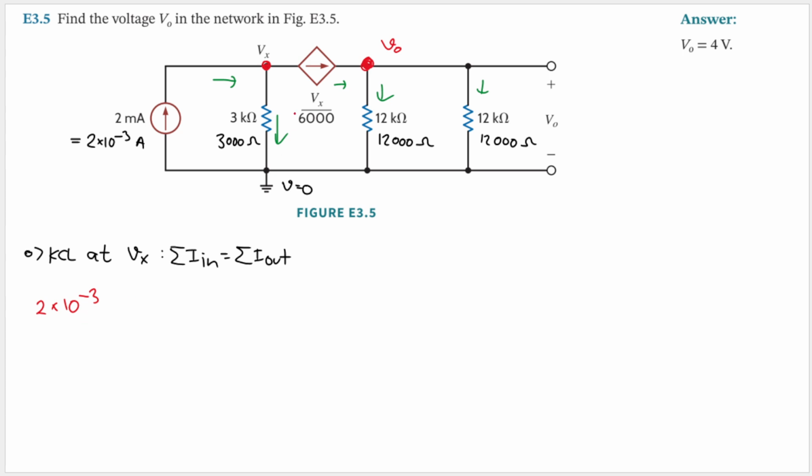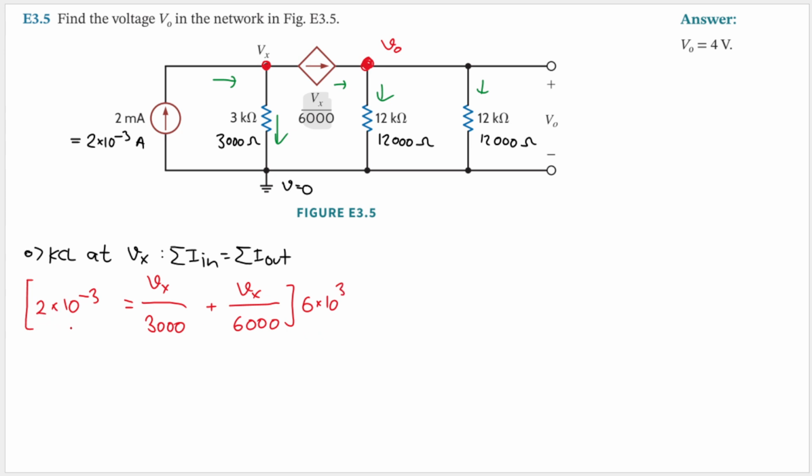Good. And then this current here is Vx minus 0, which is Vx, divided by the resistance between them, which is 3000. And then this current here is just the magnitude of this current source, right? So we'll have plus Vx over 6000. Okay, now that is good. I think we can multiply both sides by 6000, or 6 times 10 to the third power.